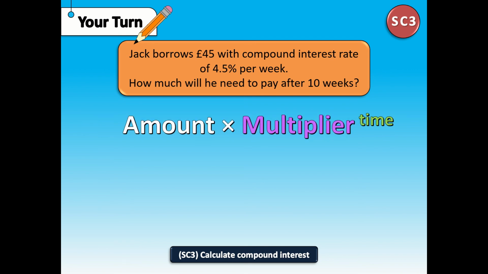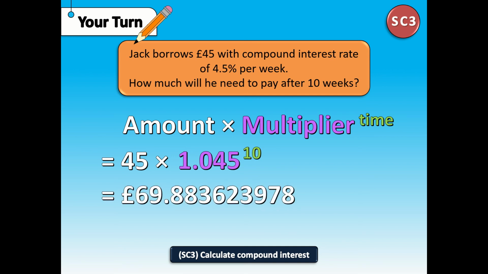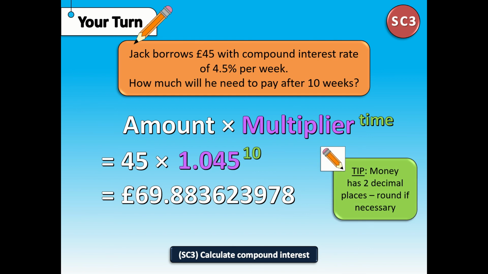So we do the amount times the multiplier to the power of time. So the amount is £45. The multiplier will be 1.045, and it's after 10 weeks, so we do it to the power of 10. That gives us this number here, which we need to round to the nearest pence. So our answer is £69.88.